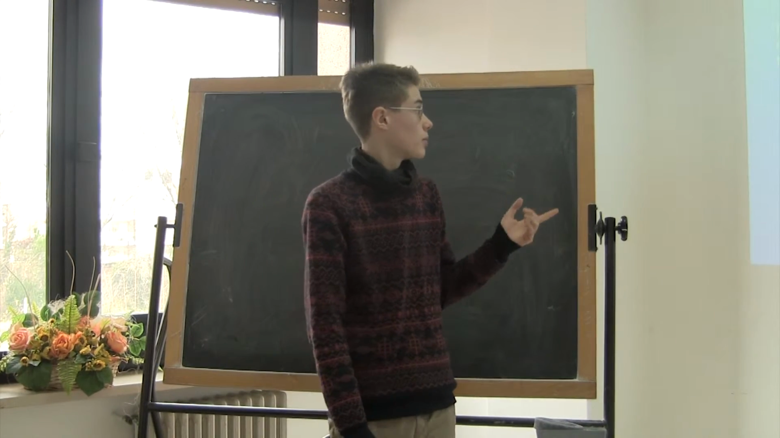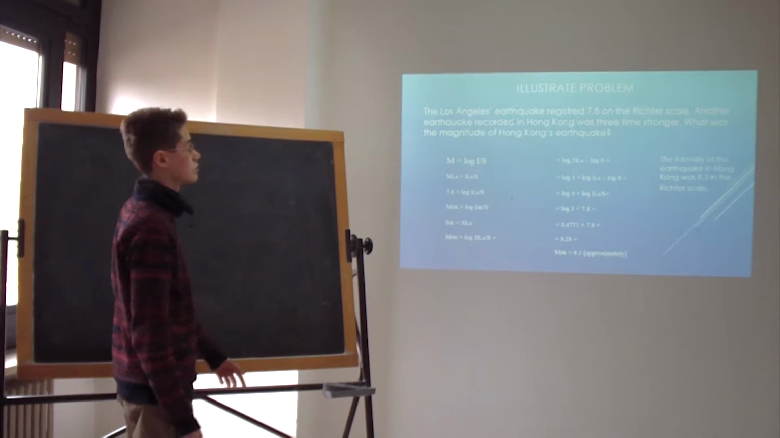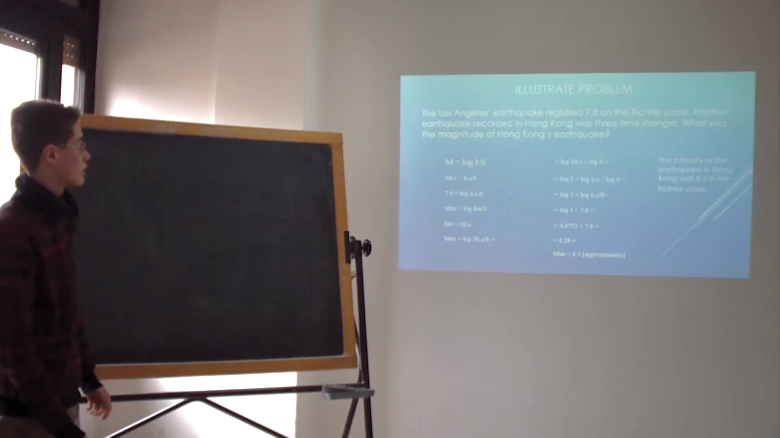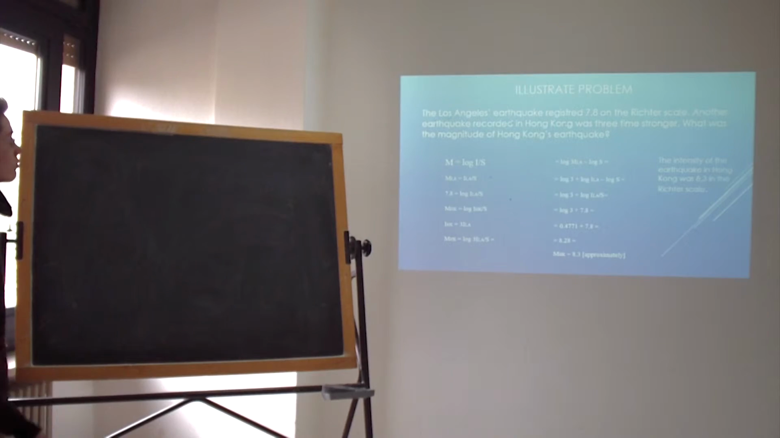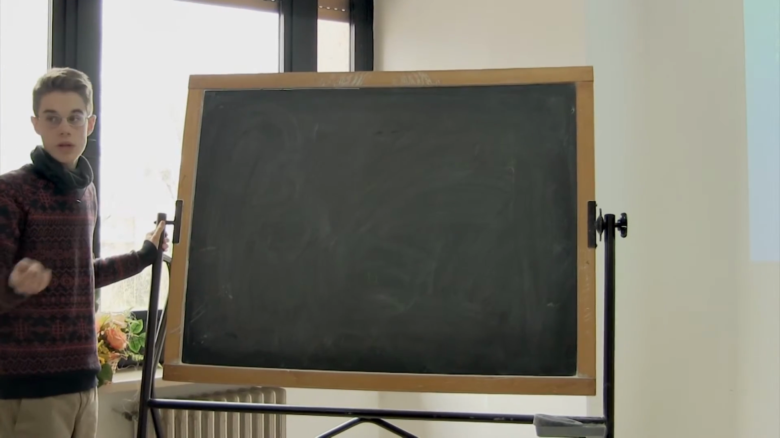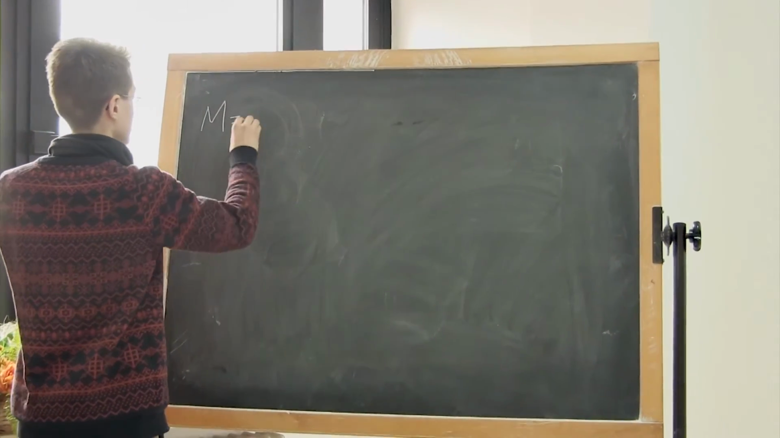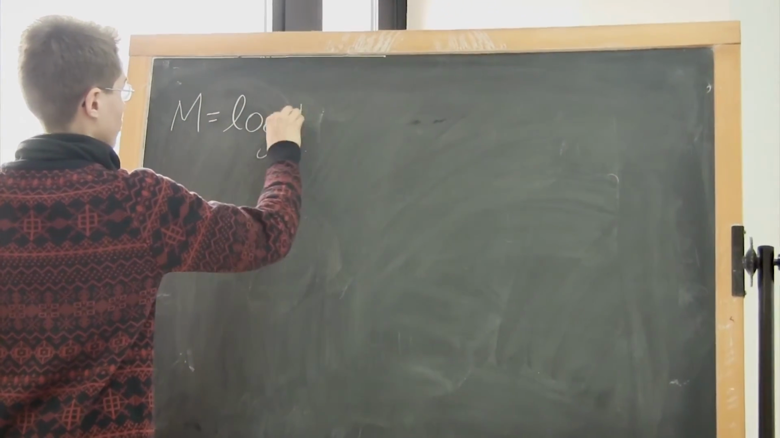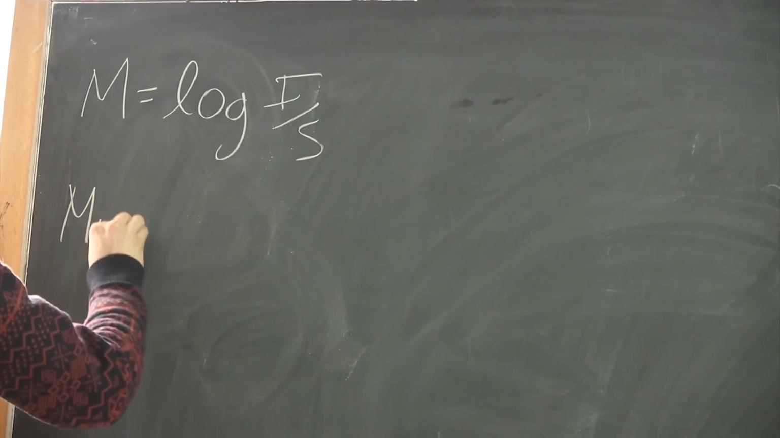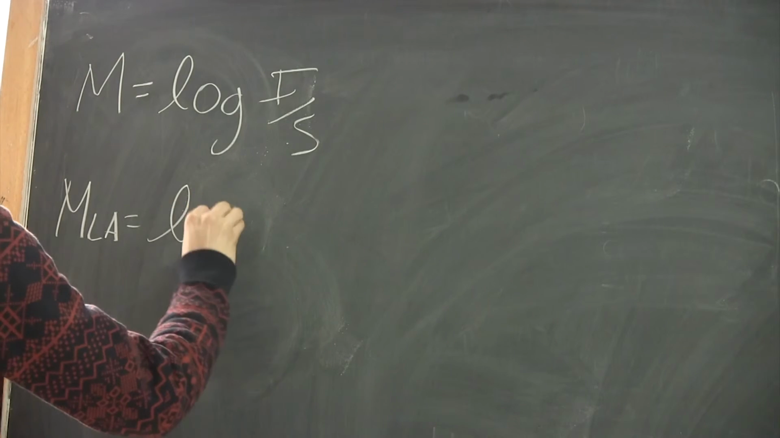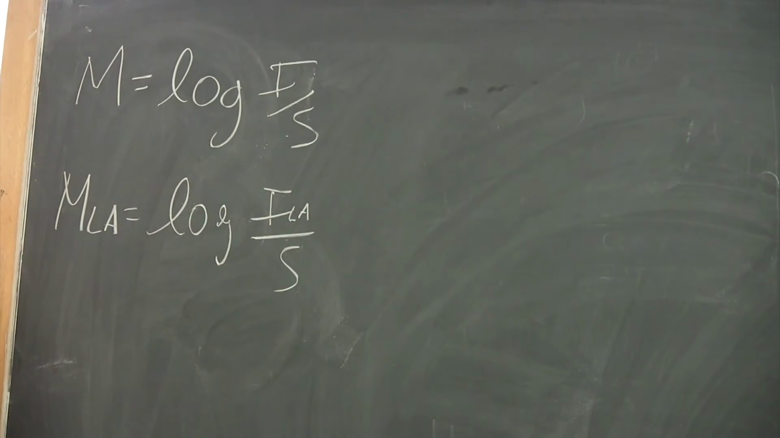So this is our problem. The Los Angeles earthquake, as Adelina said, was 7.8 on the Richter scale. Another earthquake recorded in Hong Kong was 3 times stronger. What was the magnitude of the Hong Kong earthquake? So we begin from the formula M, that is magnitude, is equal to the log of E on S. So the magnitude in LA is equal to log of E of Los Angeles on S.